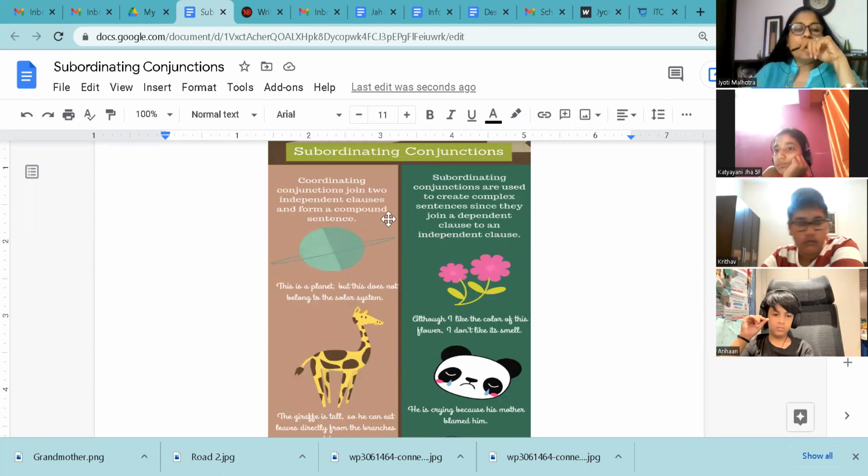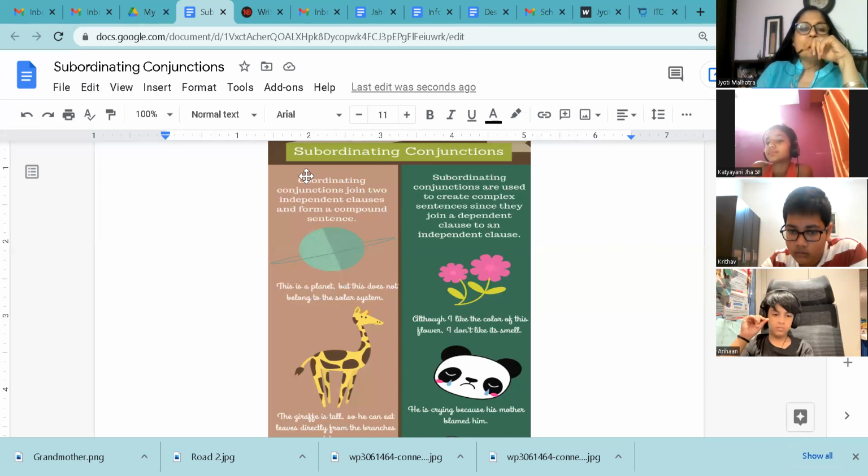Coordinating conjunctions join two independent clauses and form a compound sentence. If you don't remember this, it doesn't matter. It's just that I'm introducing the concept to you, okay? Subordinating conjunctions are used to create complex sentences since they join a dependent clause to an independent clause. So, children, if you understand the coordinating and the subordinating conjunctions properly, it will be easy for you to understand the next topic, that is complex sentences and compound sentences. Okay, I'm just introducing this topic to you.